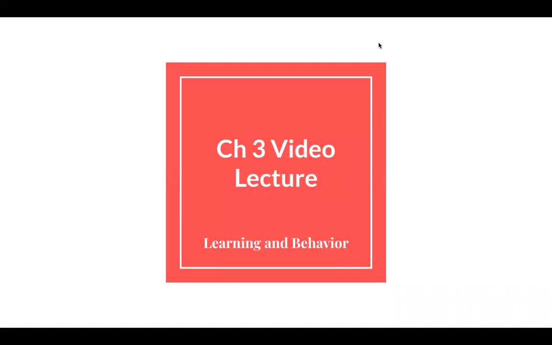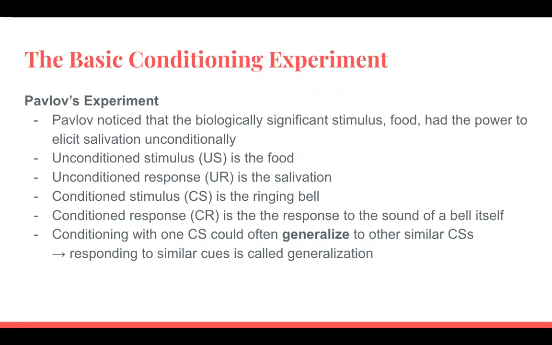Hey guys, today I decided to talk about the beginning of chapter 3, which really broke down all the parts of classical conditioning. First, we have Pavlov's famous experiment with dogs. Pavlov noticed that the biologically significant stimulus, food, had the power to elicit salivation unconditionally.